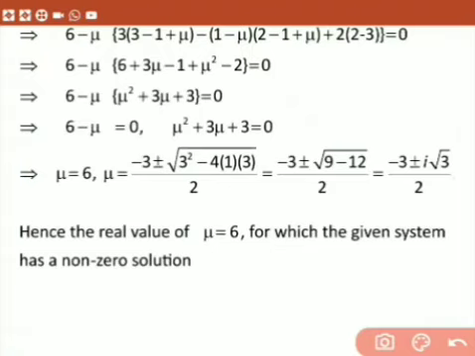Hence, it is asked to find only the real value of mu. So this is an imaginary value, we cannot take this one, as this one is the only real value. So we can take mu equal to 6, for which the system has a non-zero solution.